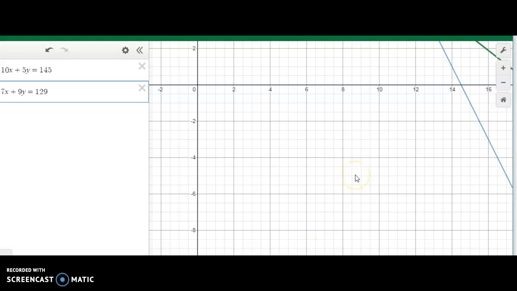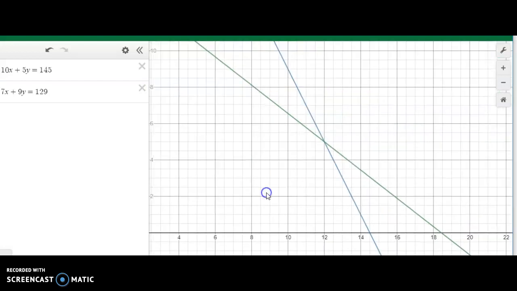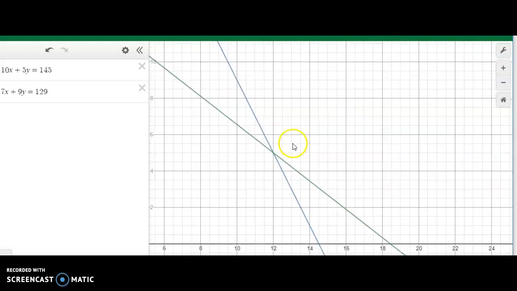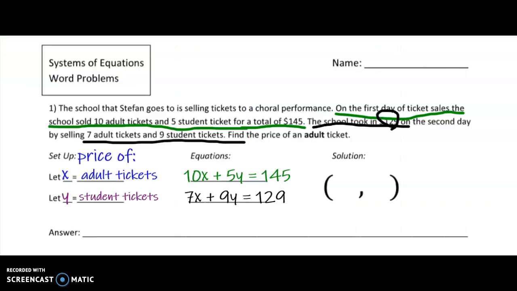So 7x plus 9y equals 129. Now, I can't really see the two lines very well, or where they intersect. So remember, you can drag your graph however you would like until you can see very clearly where the two lines intersect. You click the point, and when you do, the point of intersection comes up, and that point is 12, 5. So going back to our problem, that means my solution is (12, 5).